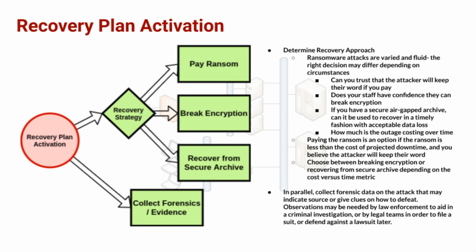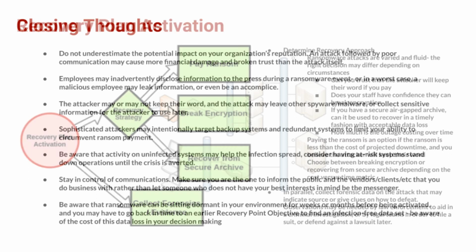And again, I want to stress that cost versus time metric is of critical importance. So you may decide, hey, we're going to try and break the encryption and beat this thing on our own, but we're not exactly sure how long it's going to take. Knowing the costs versus time metric will tell you how long you can pursue that before you're in trouble and you need to shift gears and consider pursuing other options.